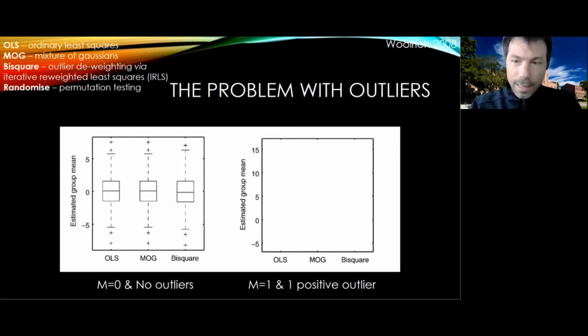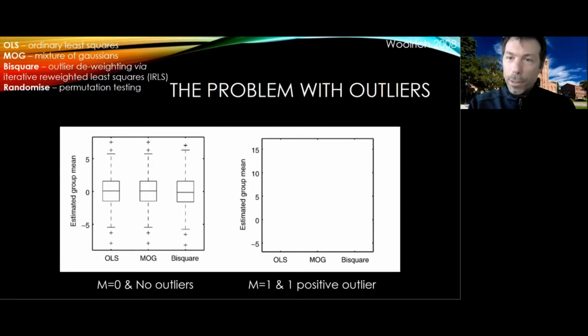And what they did is they both simulated and then looked at actual data under different circumstances in terms of the means and the outliers that you might get. And they then compared 4 different analyses. One is just your regular ordinary least squares. One is known as a mixture of Gaussians. It's the idea that you try to model your group data as coming from 2 distributions, 2 Gaussians. One is your actual data, and one is the outlier data. So you try to model separately these 2. You try to model separately the noise term, essentially.